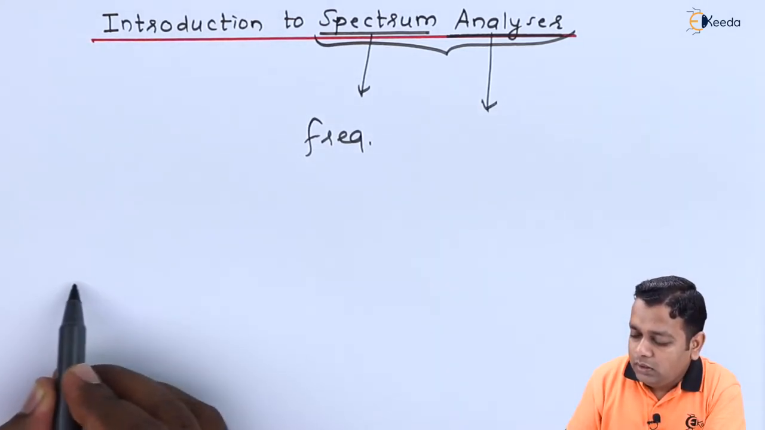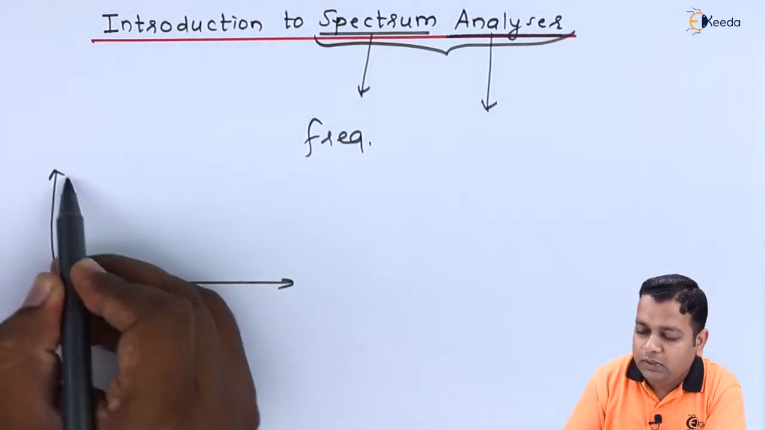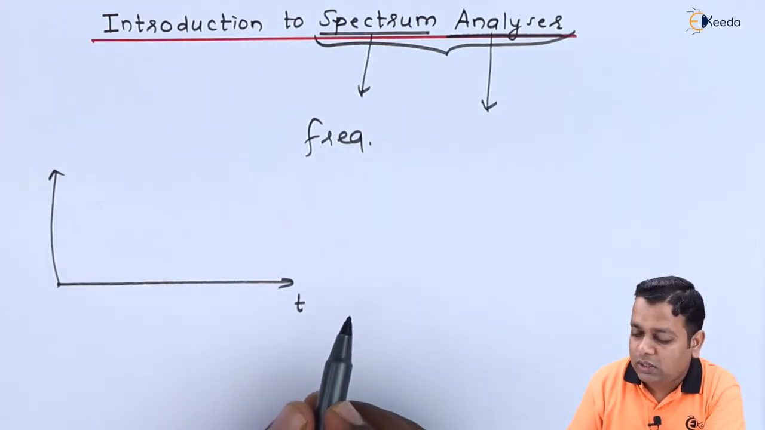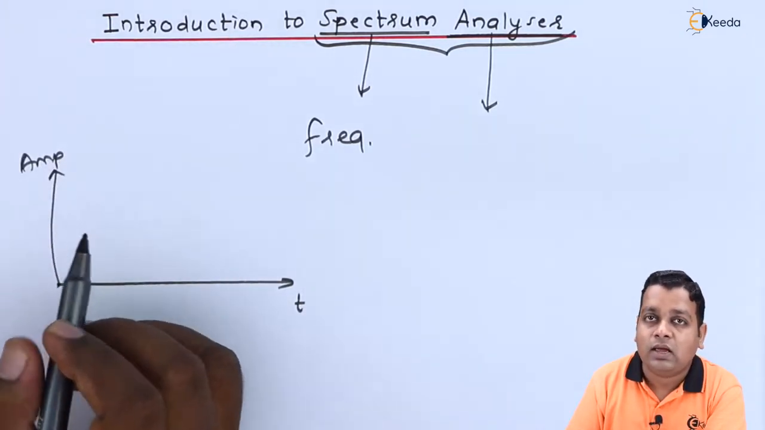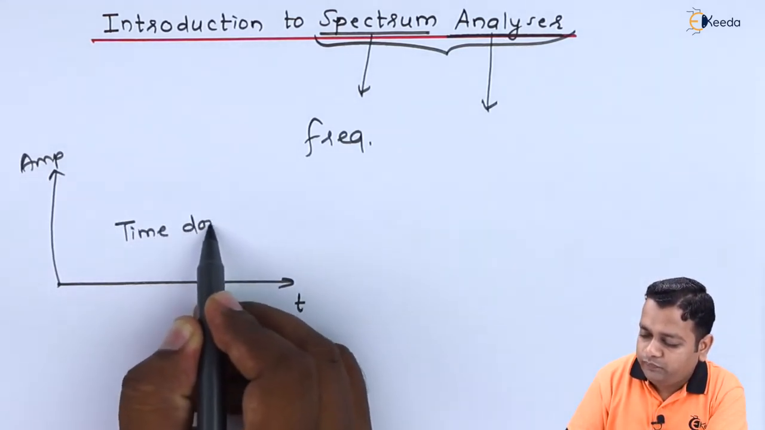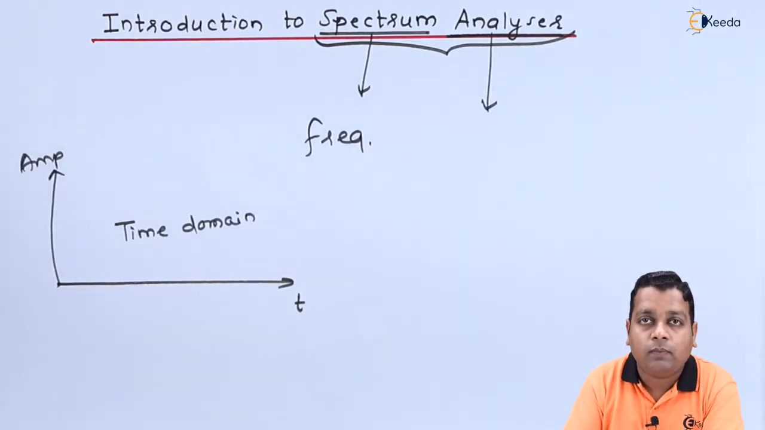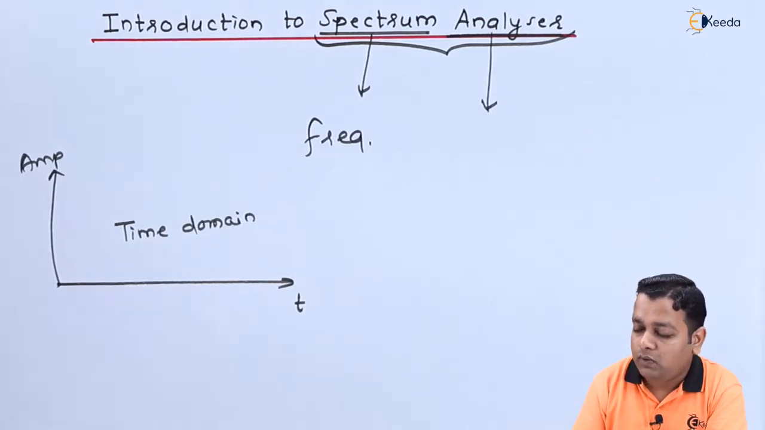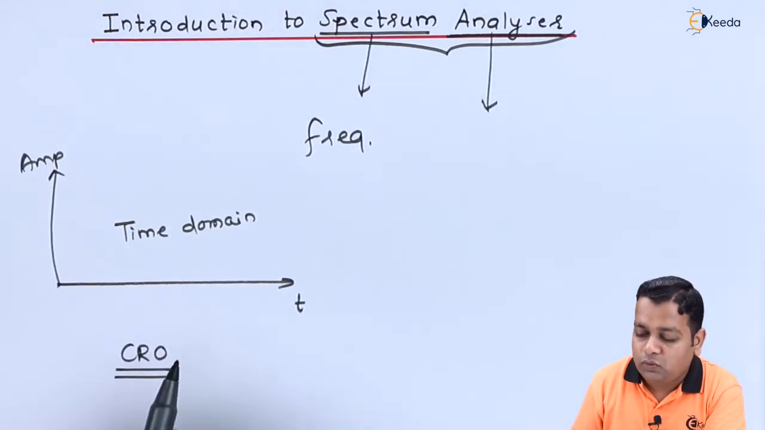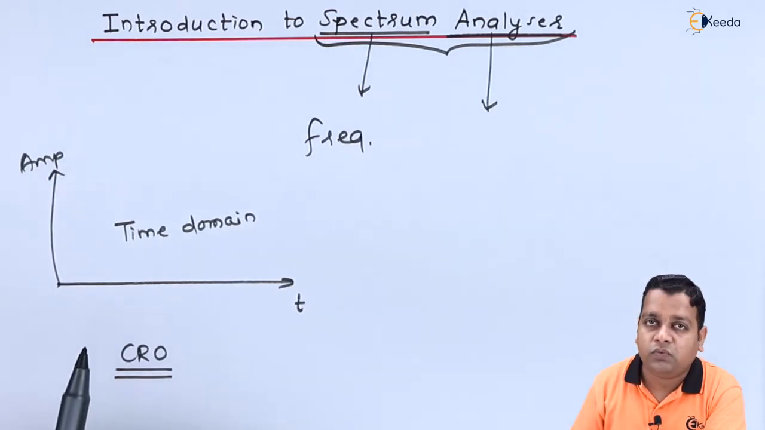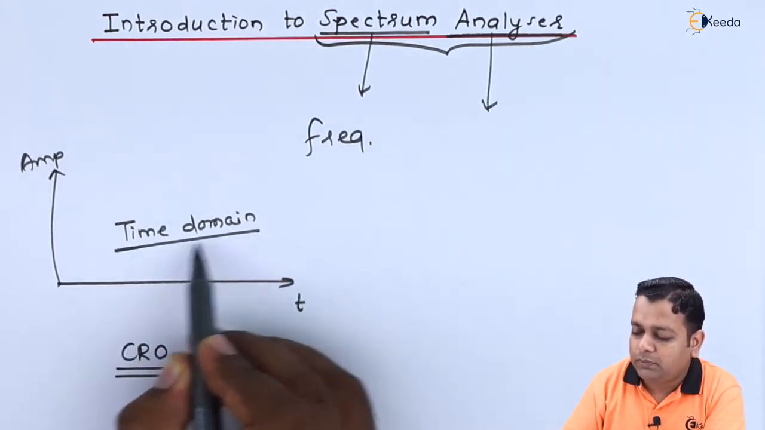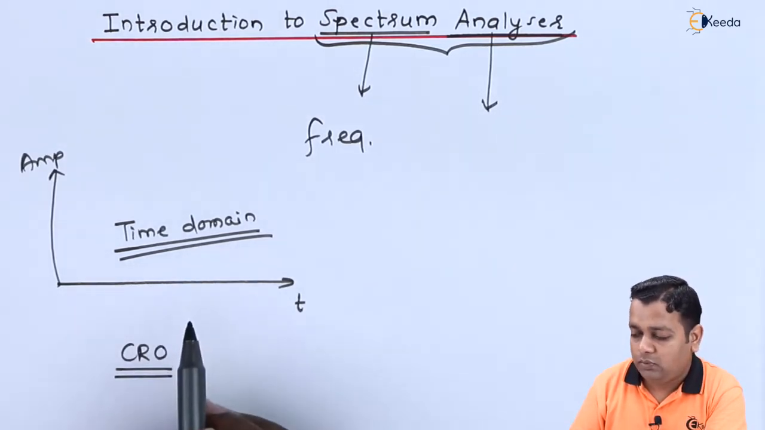Generally, when we have two axes to represent graphically the information associated with the signal, and we take time as a parameter on the horizontal axis and amplitude on the vertical axis, the representation of the signal information we call the time domain. For example, from the practical devices in the laboratory, if we are using the cathode ray oscilloscope, CRO, the representation of the signal information, the type of waves that we see, is amplitude versus time. So this is the time domain representation, and the device we can categorize as being of the time domain type.